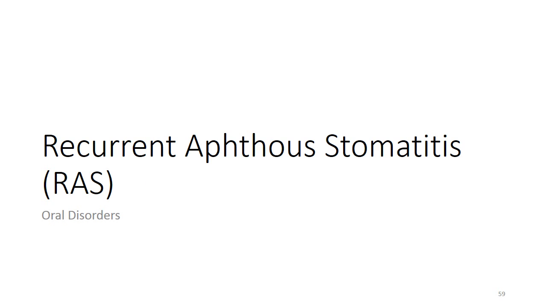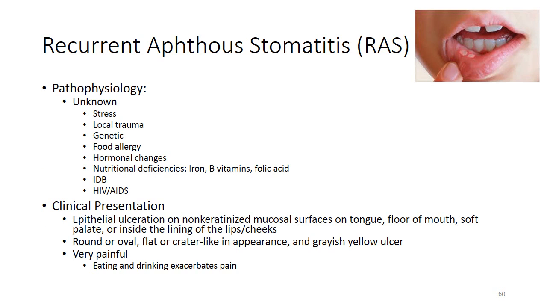Our next topic is recurrent aphthous stomatitis, or RAS. Recurrent aphthous stomatitis, or RAS, are recurrent lesions referred to as canker sores. The cause of the lesions is unknown, but the most likely precipitating factors are stress and local trauma. Trauma could be caused by chemical irritation, biting of the inside of the cheek or lips, or injury from brushing or braces.